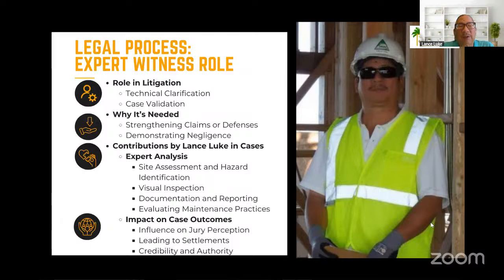Okay, so for example, someone falls down on a stairway. Why? Well, the handrailing was loose. So the expert would go out, do a visual inspection, take pictures, measure certain things, and do reporting and documentation, which is writing out a report, and then evaluate the maintenance practices.